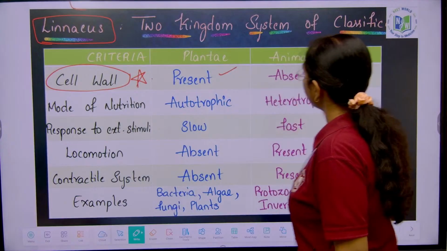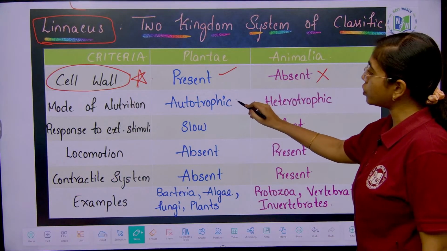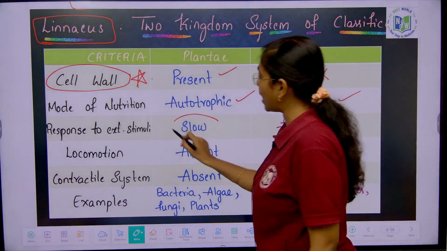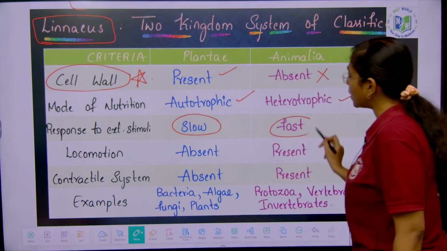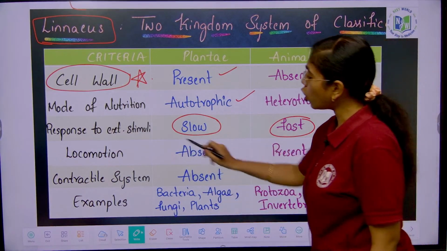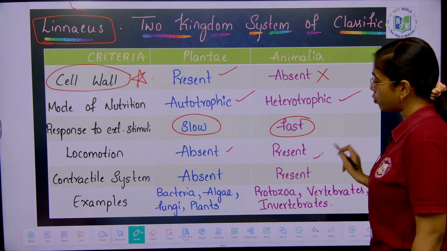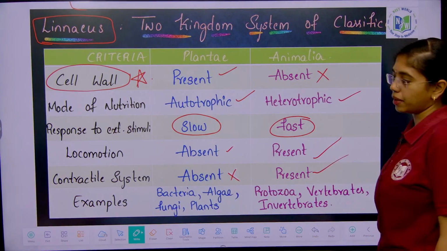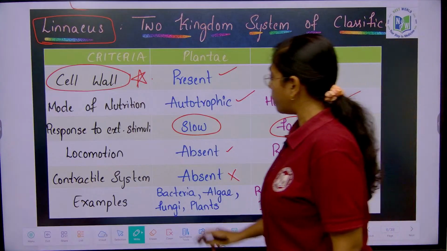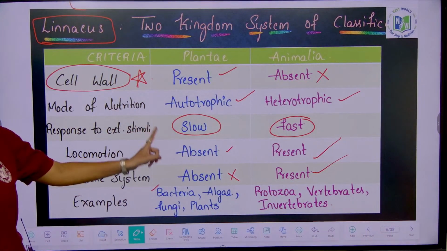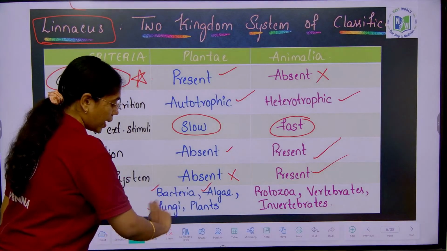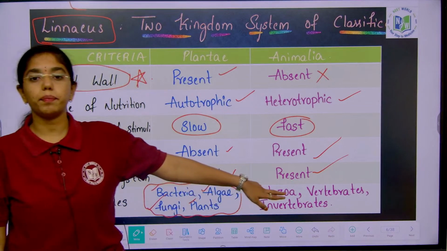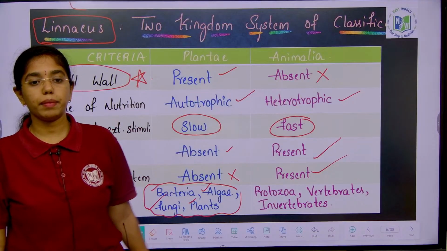So, here first is cell wall: in Plantae it is present, in Animalia it is absent. Mode of nutrition is autotrophic here, heterotrophic there. Response to external stimuli by plants is slow, and fast in animals. Locomotion is absent in plants, present in animals. The contractile system is absent in plants, present in animals. Examples: bacteria placed under Plantae, algae, fungi, higher plants, all are placed under Plantae. Whereas protozoans, vertebrates, invertebrates are placed under Animalia.